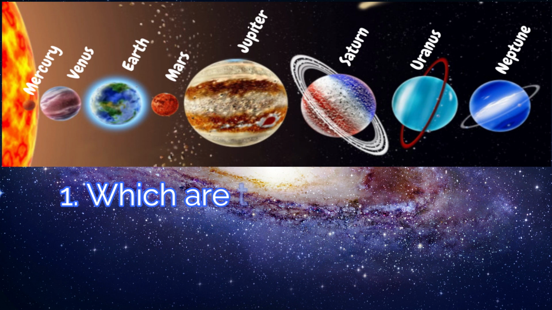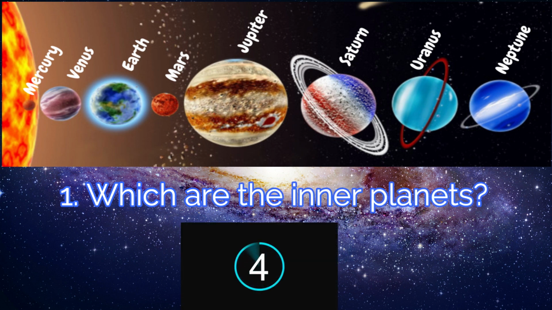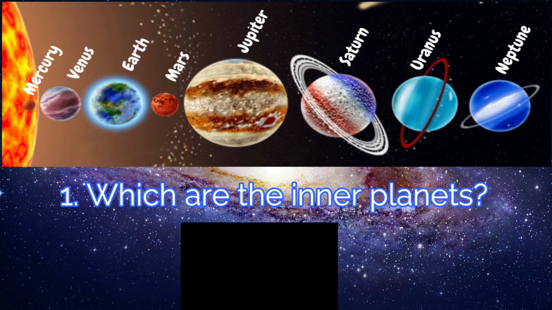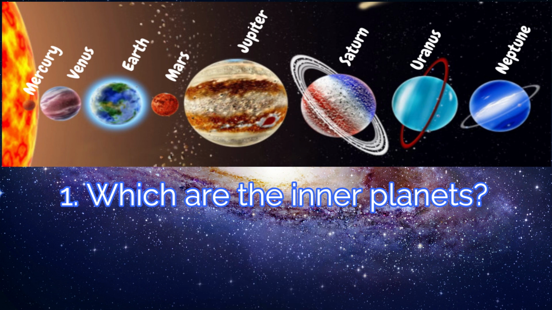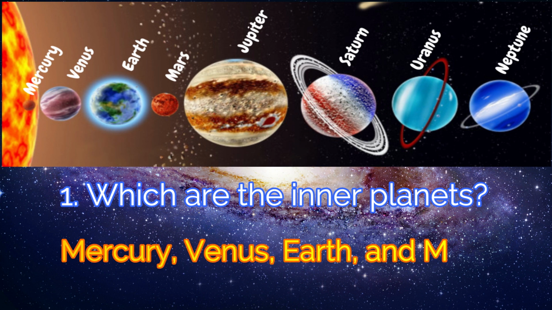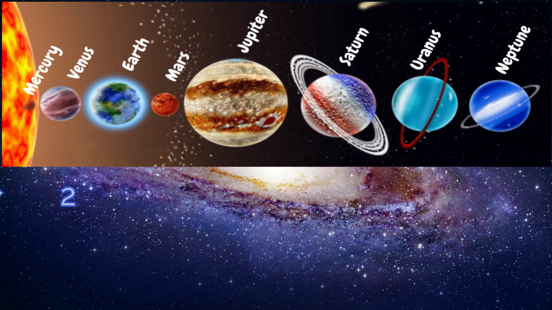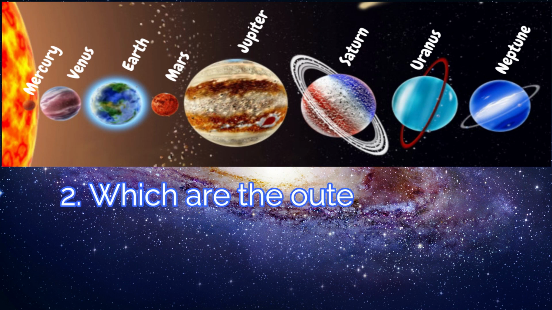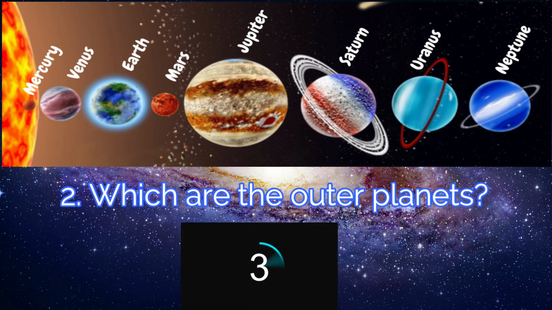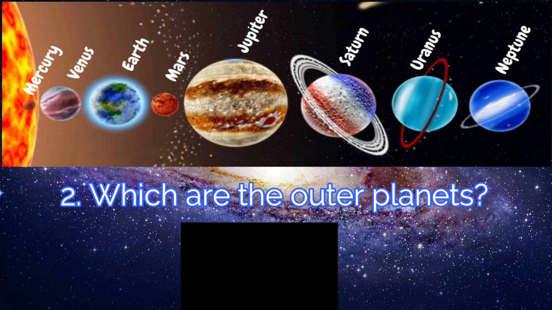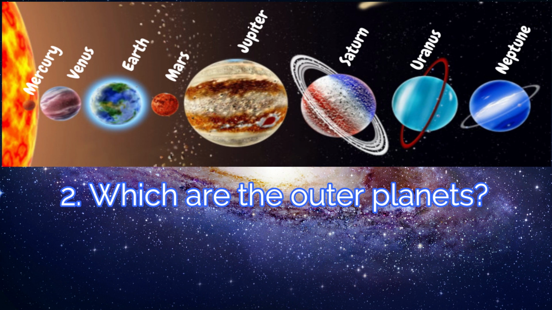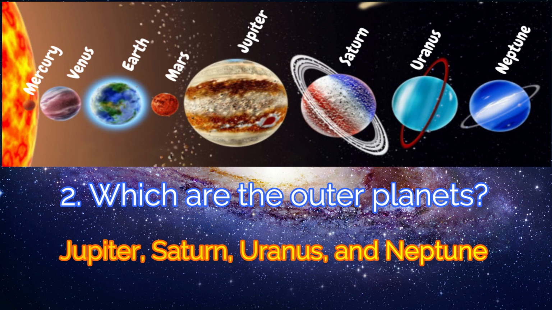Which are the inner planets? Yes, correct. The inner planets are Mercury, Venus, Earth, and Mars. Which are the outer planets? Great job! The outer planets are Jupiter, Saturn, Uranus, and Neptune.